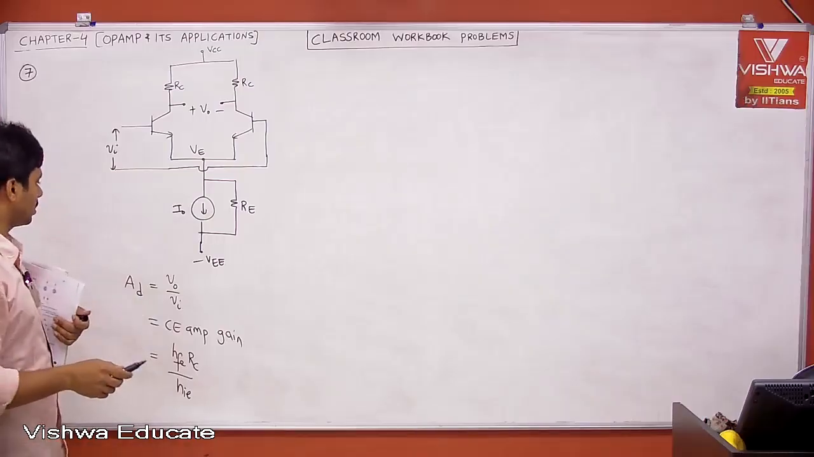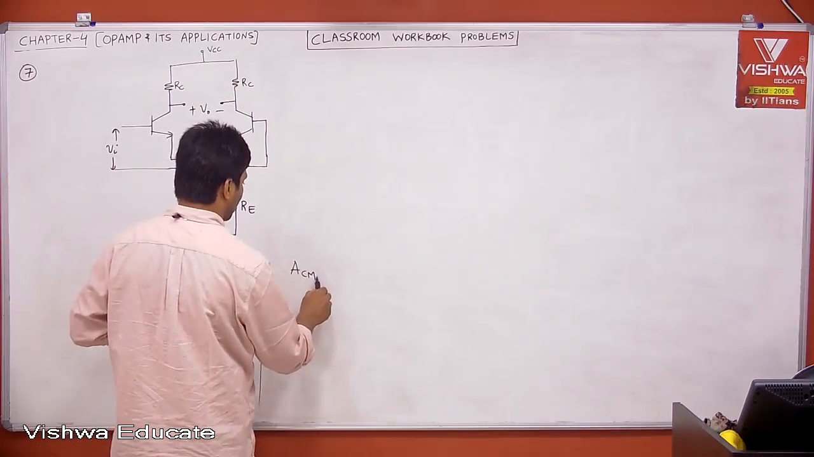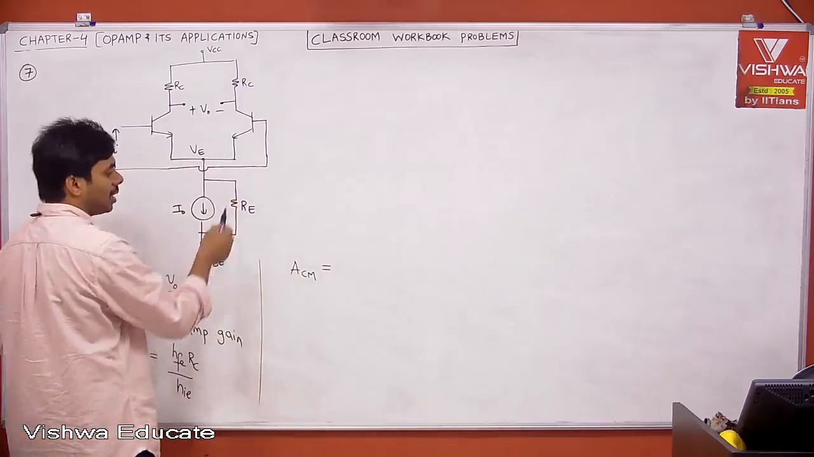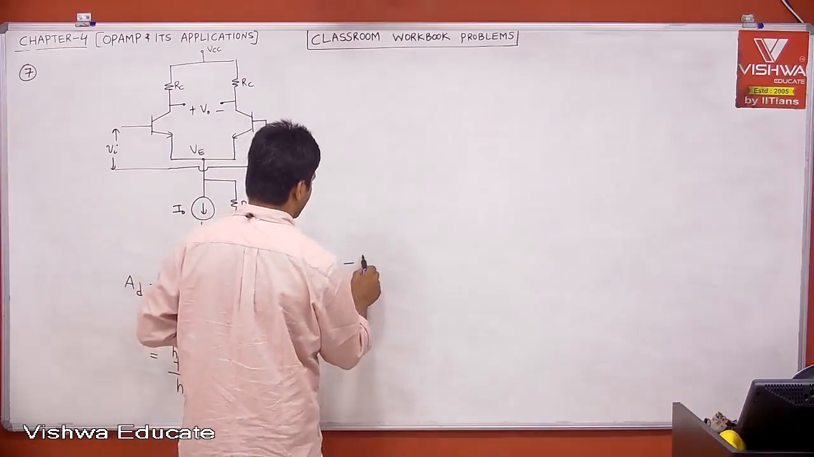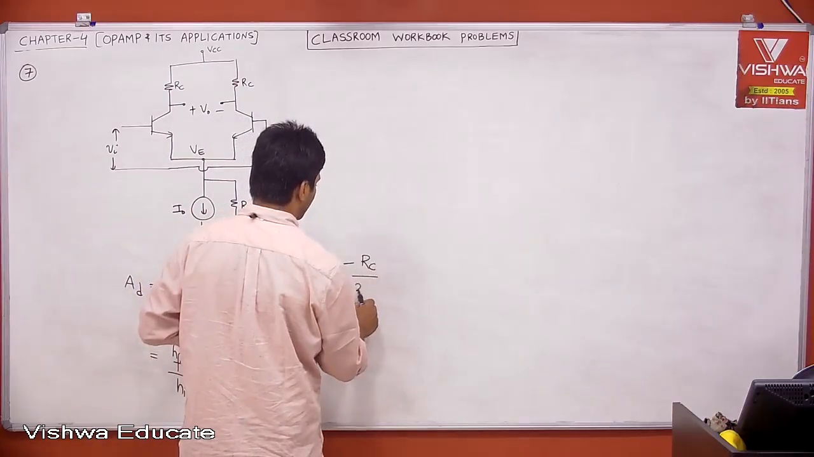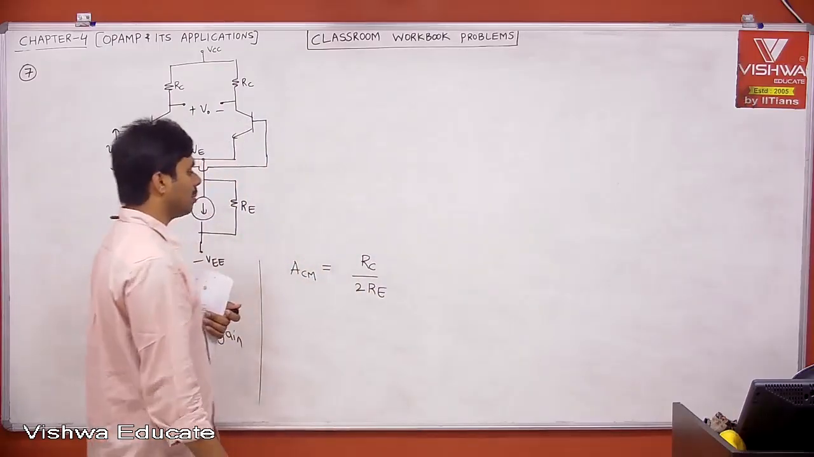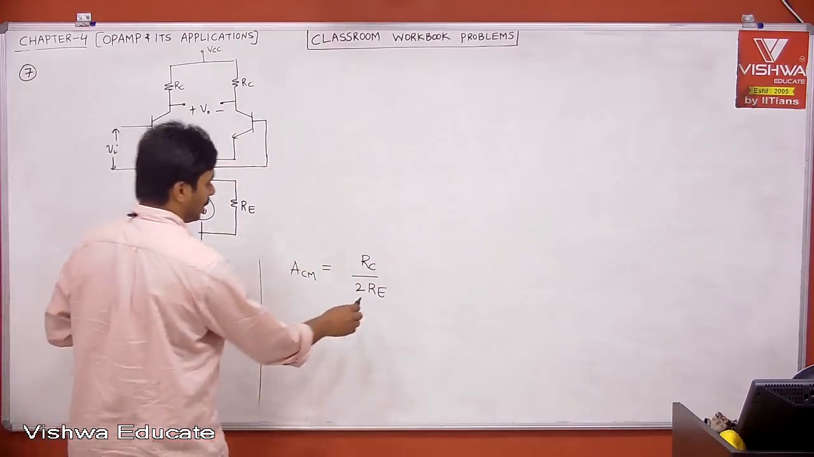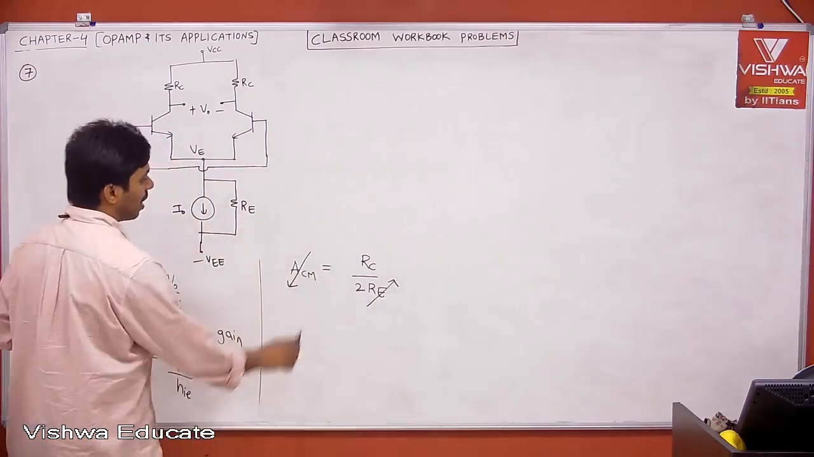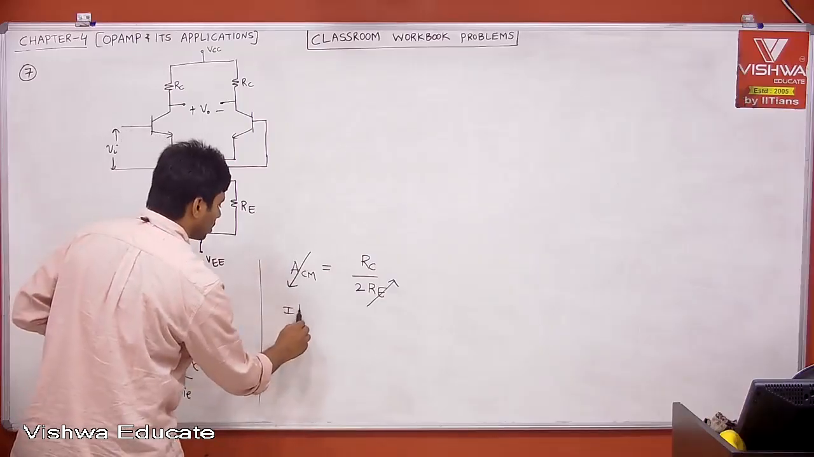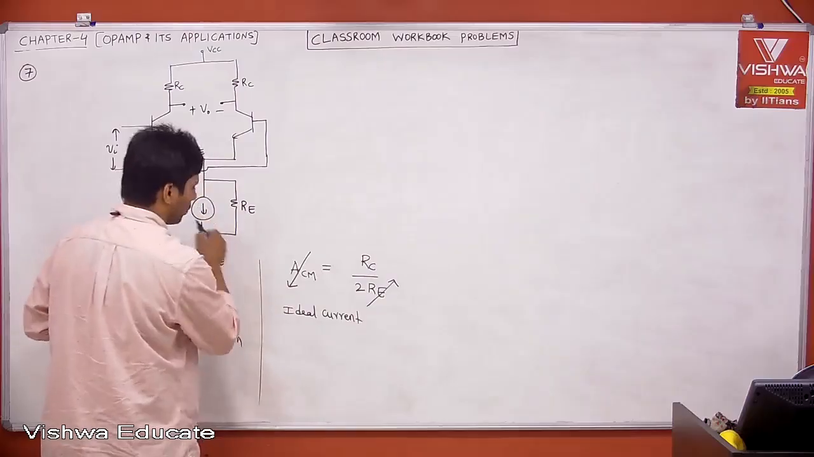Therefore, if RE increases, this is the differential gain. Then what is the common mode gain? We got to know, right? We took common mode gain with RE; I told you practical current sources have a value of RE. We already calculated that you will get minus RC divided by 2 RE, but if you take only the magnitude, you will get RC divided by RE. Now tell me, if RE increases, what about your common mode gain? It decreases.